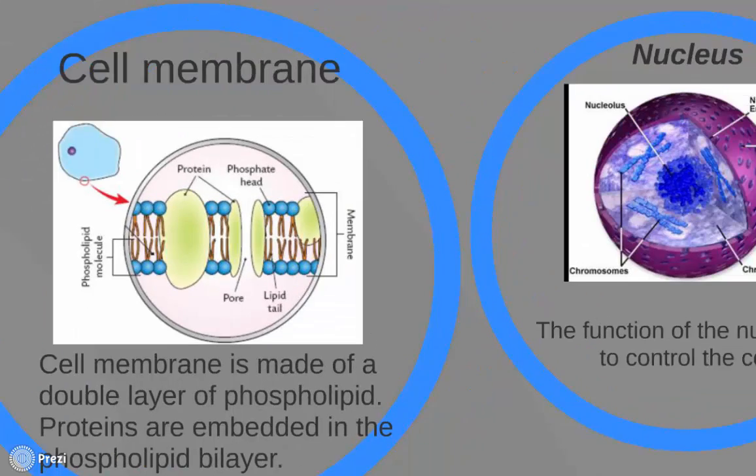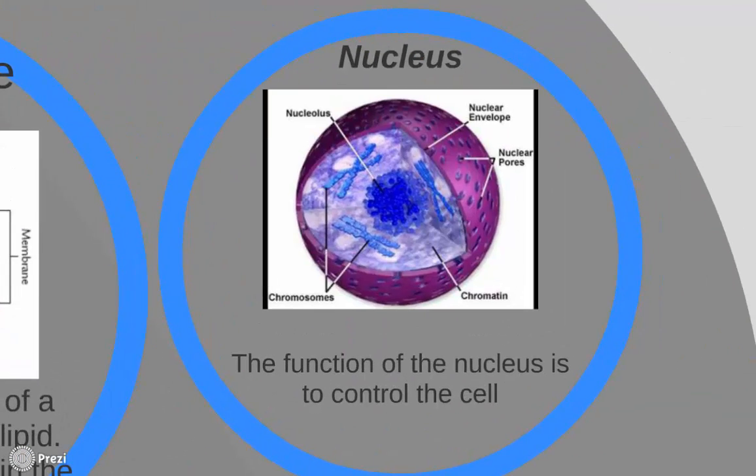The nucleus. The nucleus contains a specific number of chromosomes. Chromosomes are made of protein and DNA. The function of the nucleus is very important. It controls the cell.